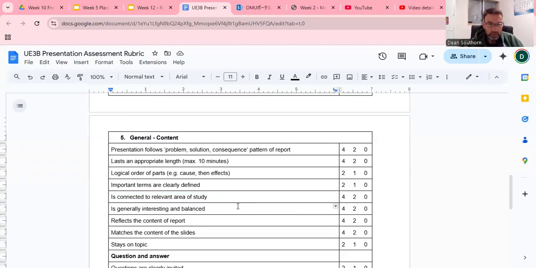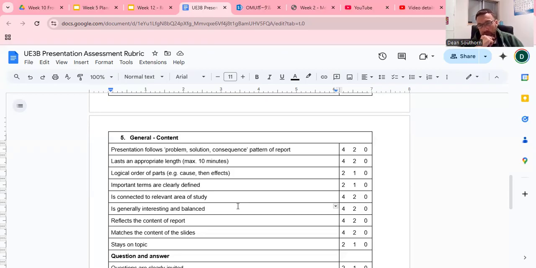It's generally interesting and balanced. That's very subjective on my part. Balanced in terms of distribution of information: problem, solution, consequences. Balanced in terms of ideas and viewpoints, so that other solutions may be considered but dismissed. It generally keeps people interested. That's often reflected in the number of questions.